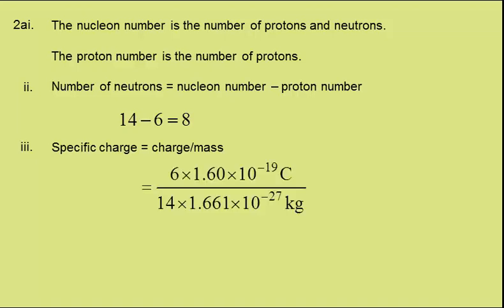The nucleus has 6 protons, each with a charge of 1.60 times 10 to the minus 19 coulombs. Taking the mean mass of a nucleon as being the atomic mass unit, we have 14 nucleons at a mass of 1.661 times 10 to the minus 27 kilograms each, giving a specific charge of 4.1 times 10 to the 7 coulombs per kilogram.